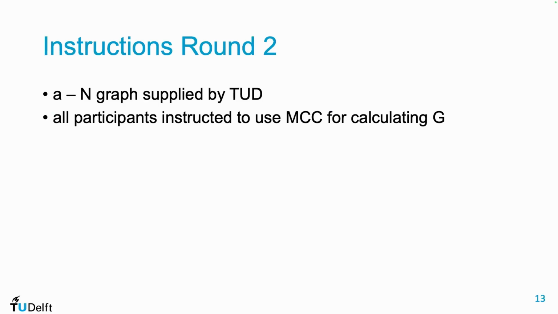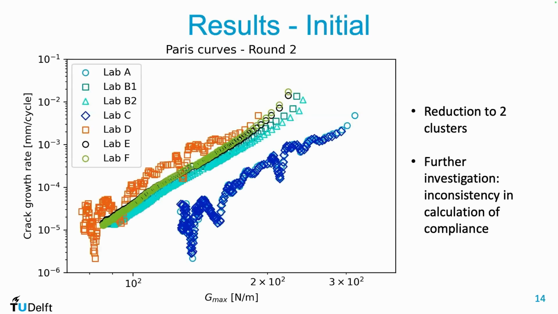So we ran a second round of our round robin. And in the second round, we did two things. We gave everybody the same crack length curve, specifically the one determined by TU Delft. Not claiming that's the best one, but we just wanted everyone to use the same one. And similarly, we specified all participants to use the modified compliance calibration method. Again, we can have a separate debate whether that's the best method, but at least everybody's doing the same thing, right?